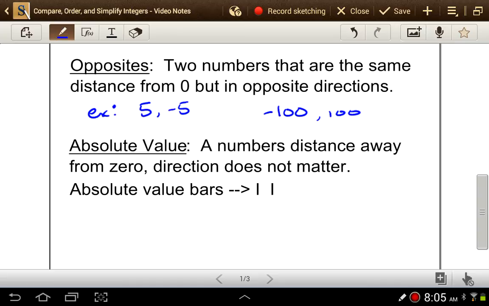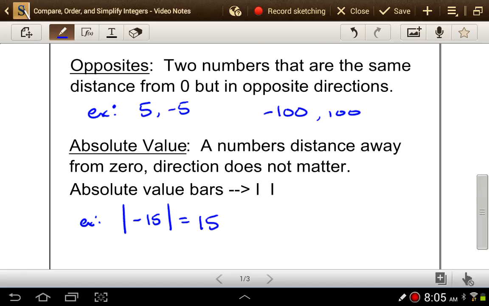So an example of absolute value would be, if I wanted to know the absolute value of negative 15, well, that would be how many spots away from zero is negative 15. Direction doesn't matter, which means we don't care about it being negative. So the answer is just 15. So it comes out positive.